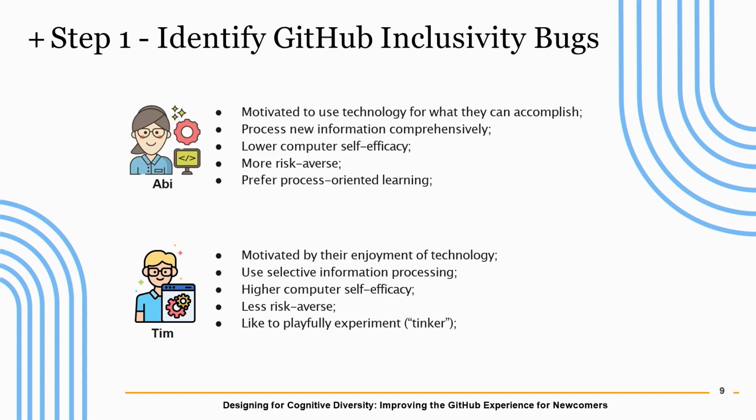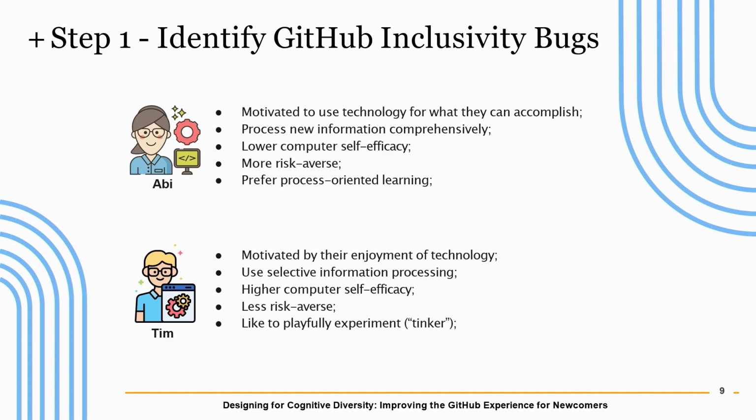So we have a user called Abby who is motivated to use technology by what they can accomplish, whereas we have a persona called Tim who is motivated to use technology by enjoyment or fun. Also, Abby processes new information comprehensively. So this kind of user likes to see tutorials and have information before starting to use the software, while the other persona tries to look for new information, but selects which information is relevant just to finish the tasks that he has to do.